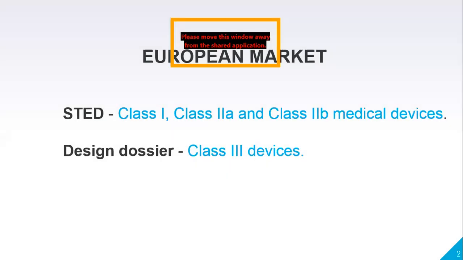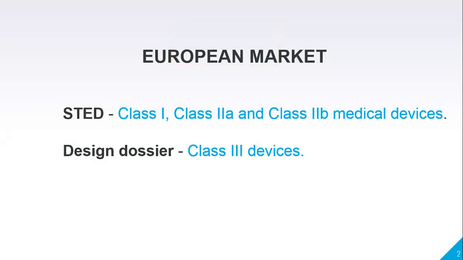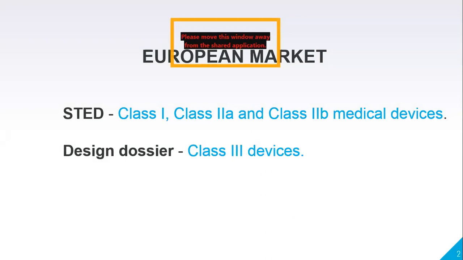If it is a class 1, particularly class 2A, class 2B medical devices, then it is called a STED. If it is a class 3 device, then it is called a design dossier. Both have the same technical information, but class 3 is a very high risk device, so careful and detailed information is much needed as compared to class 2A and class 2B medical devices. So in the case of class 3 devices, as per European medical device regulations, STED is called a design dossier. You don't call it a STED for class 3 devices, right?